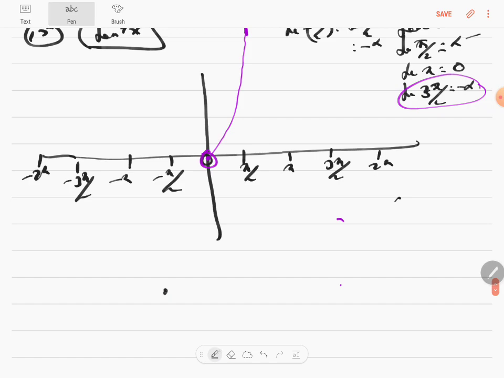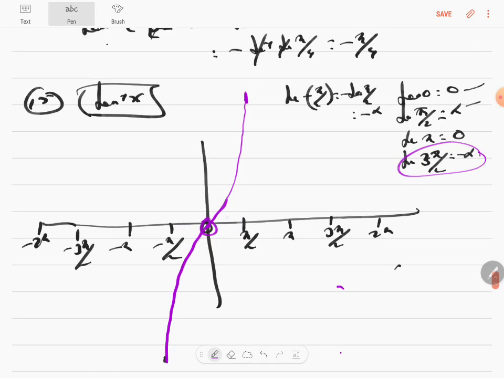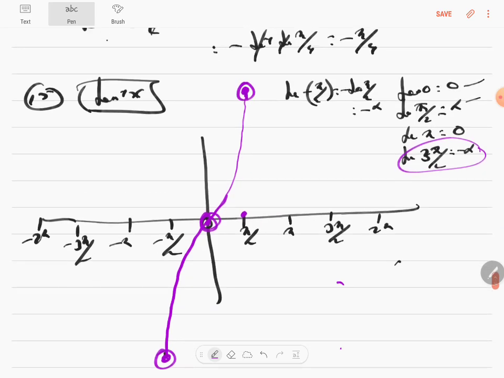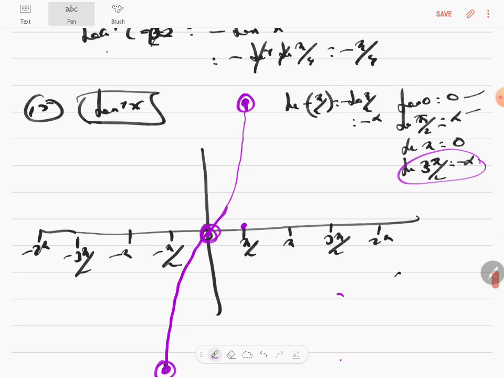And so then the graph has to be continued like this. It comes like this and goes like this. At pi by 2 it's infinity. At 0 it's 0. At minus pi by 2 it's minus infinity. And so then it goes like this. So let's look at what is happening at tan pi. Tan pi is 0.